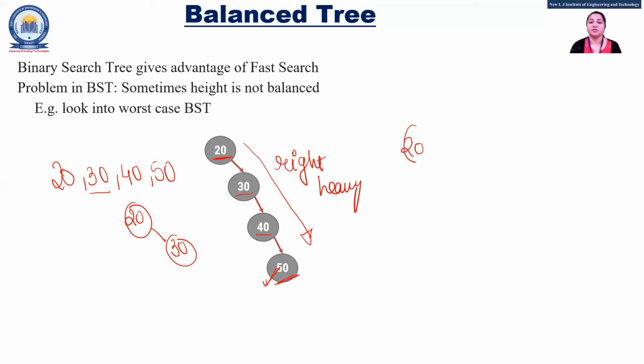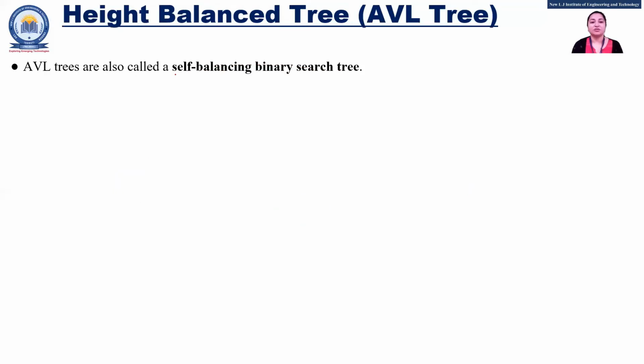If our tree will look something like this, 20, 10 and 30, then in first go we can find 30. But in this case, if we have tree something like this, 10, 20, 30, then in third level we will be able to find 30. So this is the problem in binary search tree, which can be solved using AVL trees. AVL trees are also called as self-balancing binary search tree. Means it will balance height of the tree by itself. As we proceed to insert nodes in the tree, it will take care of height balancing.